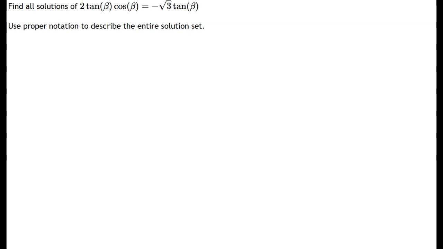Okay, so this one actually caused a little bit of trouble. One of the things that got people in trouble, and it may or may not have been a first step, was trying to divide some sort of trig function out of both sides. So, for example, you could have right from the beginning decided, oh, well, I see a tangent beta on both sides. I'm going to divide it out and say that I just have 2 cosine beta equals negative root 3.